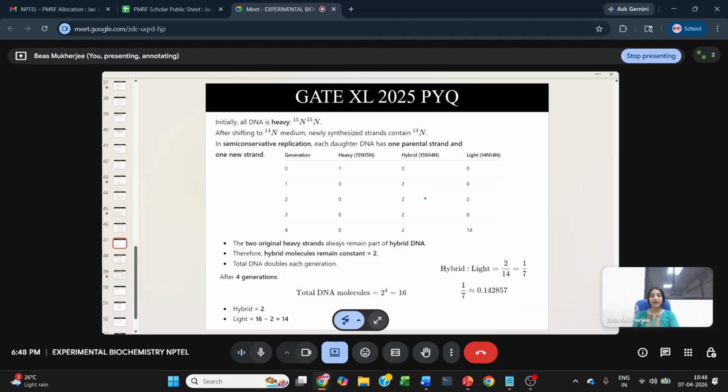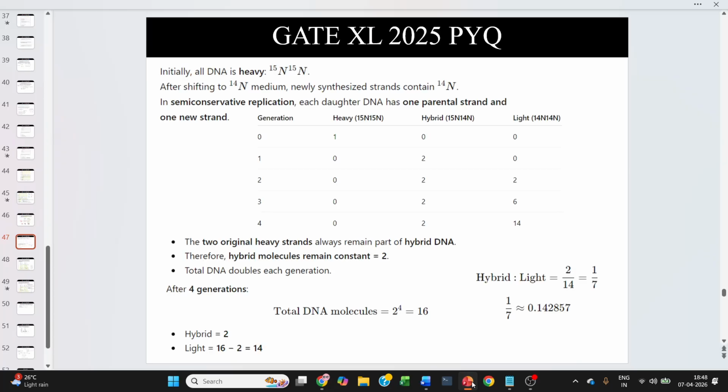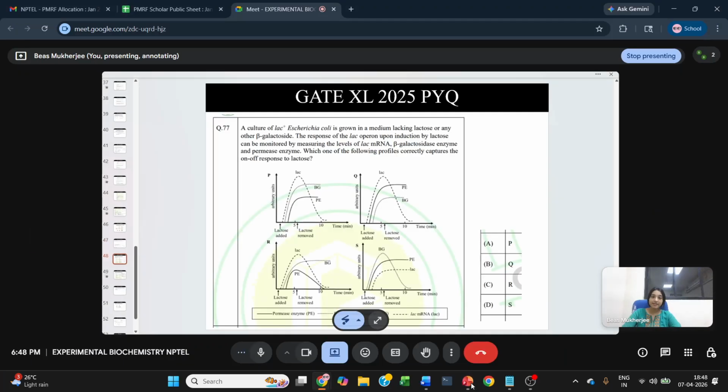Okay, so I'm back. Now we look at the next question. Okay, so the next question is very interesting. Let's look at this. A culture of Escherichia coli is grown in medium lacking lactose or any other beta-galactoside. Okay, the response of the lac operon upon induction by lactose can be monitored by measuring the levels of lac mRNA, beta-galactosidase enzyme, and permease enzyme, which are the products, right? Which one of the following profiles correctly captures the on-off response to lactose?